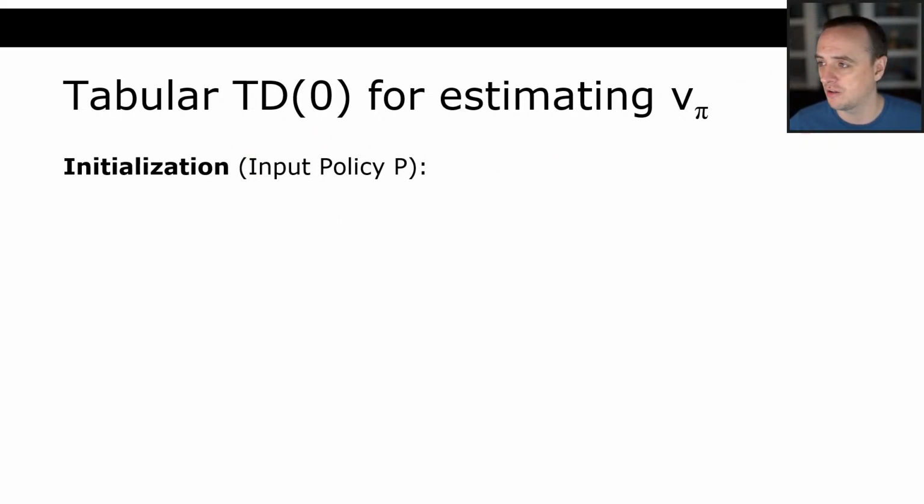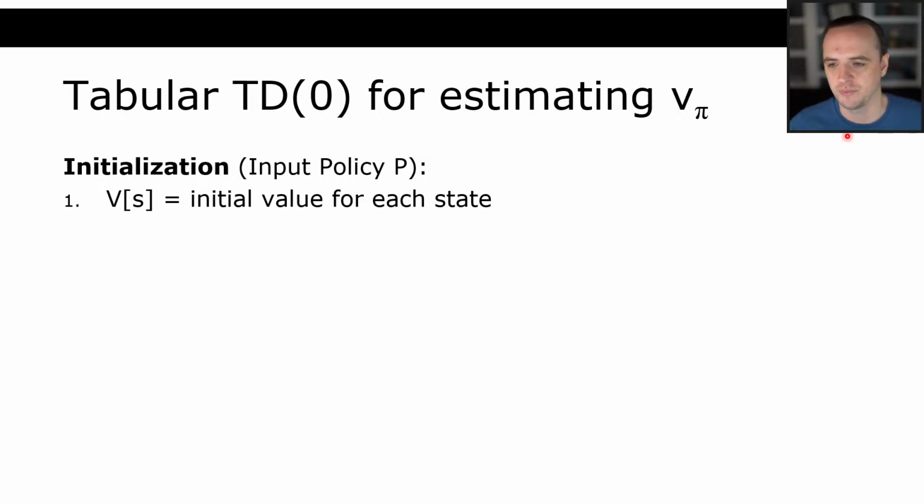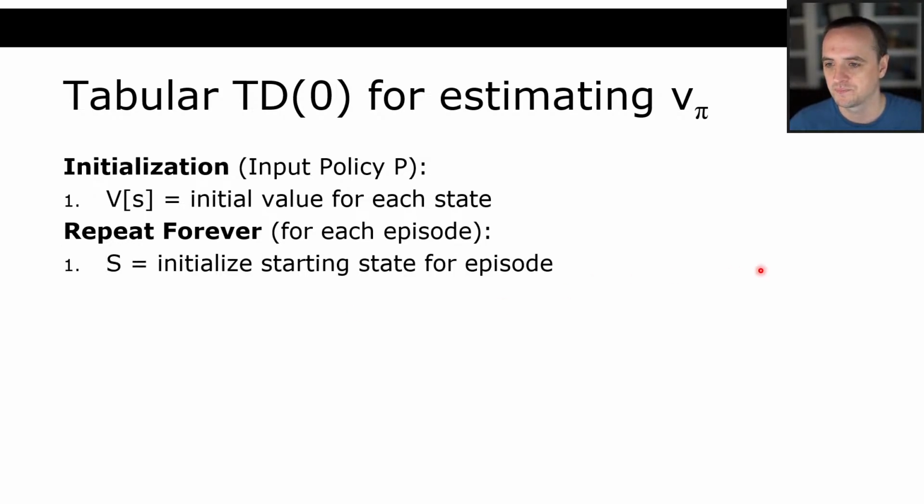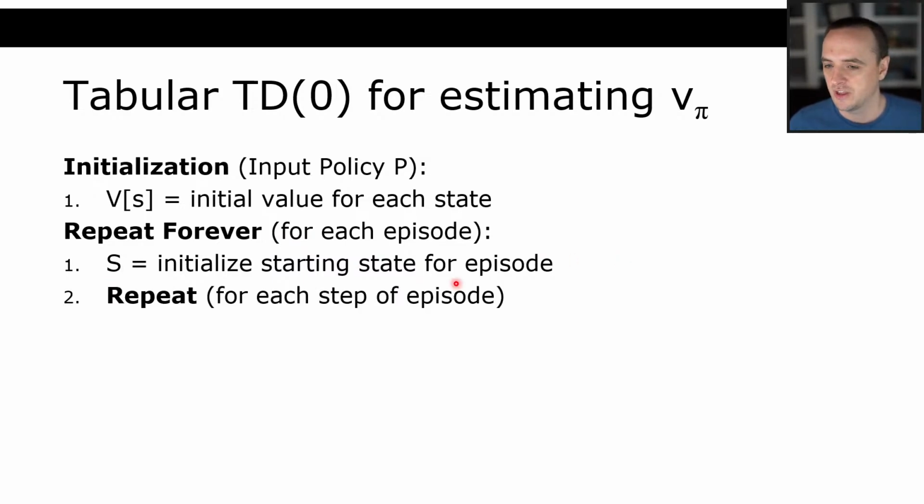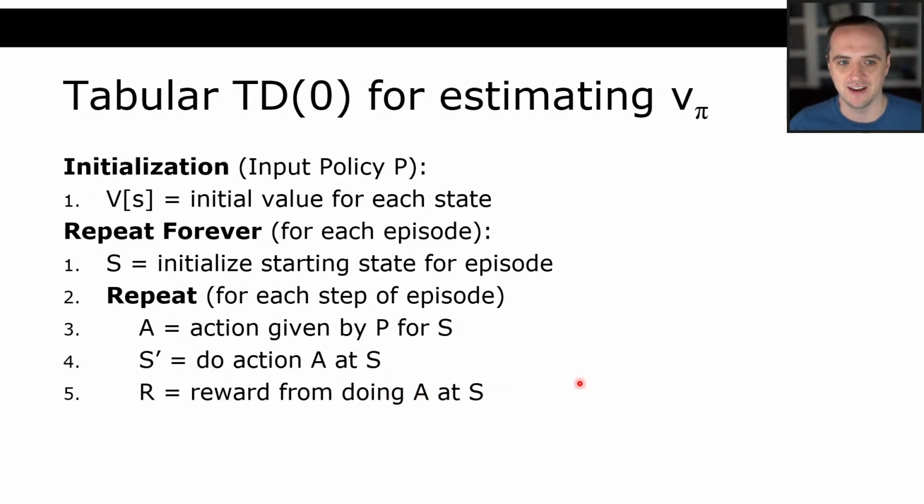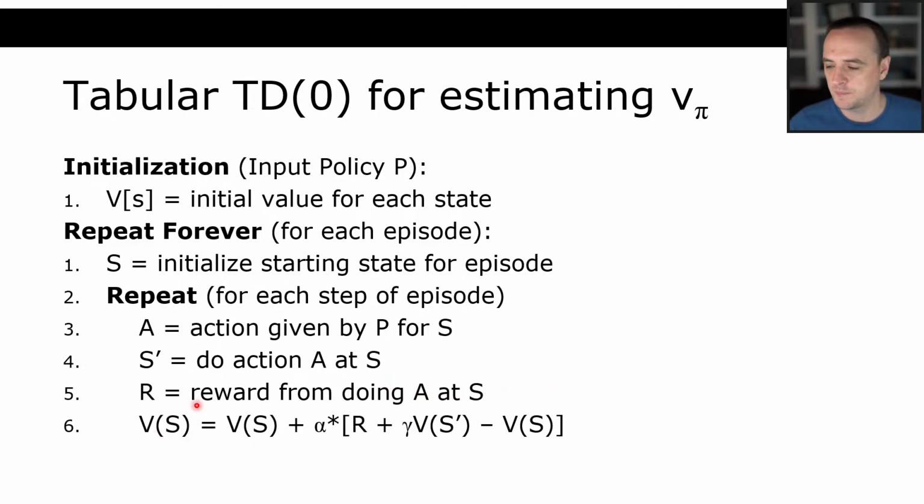So we have some input policy, and then we have the value of our states, with some initial value for every state. I'm doing it for states here, but you can do the exact same thing for state-action pairs. Then we repeat forever, right? We initialize some starting state for the episode. Then for each step of the episode, we figure out the action that the policy says to do at state S. We calculate the next state, which is just doing action A at state S. We get the reward that I get for doing action A at state S. And then my value, I update it immediately.